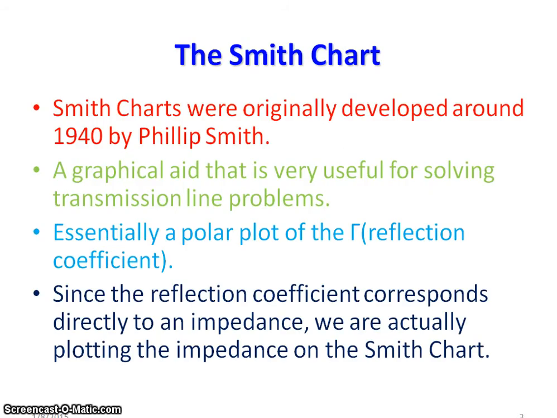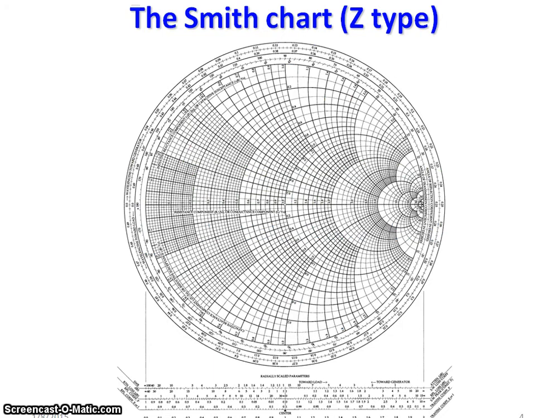The Smith chart was invented by Philip Smith. It is a useful tool for solving transmission line problems. Basically, it is a polar plot of reflection coefficient, and we can use it for plotting various parameters such as normalized impedance, VSWR, reflection coefficient, etc. The Smith chart looks like the diagram which is shown. It is the Z type of Smith chart.